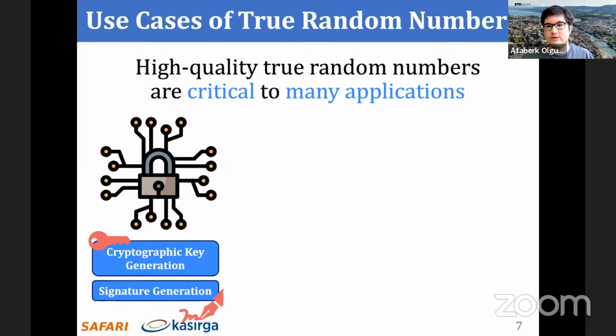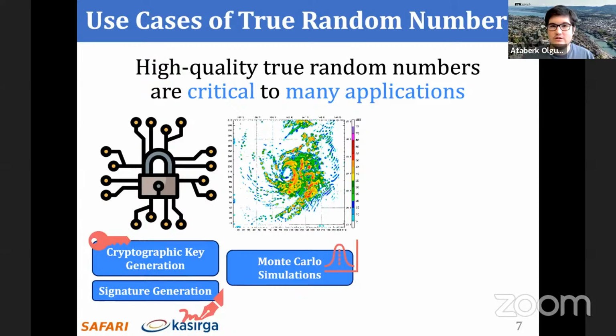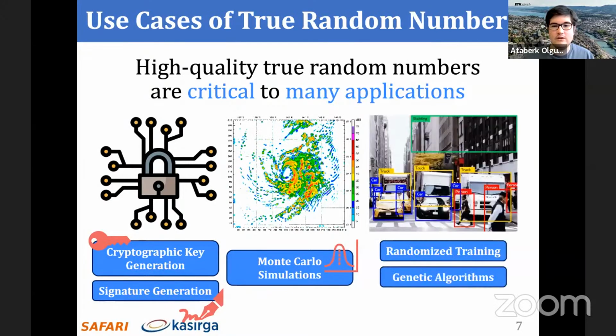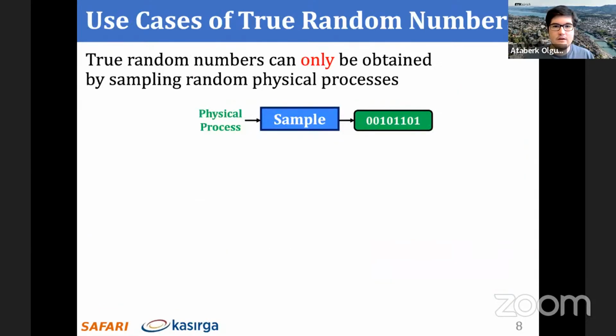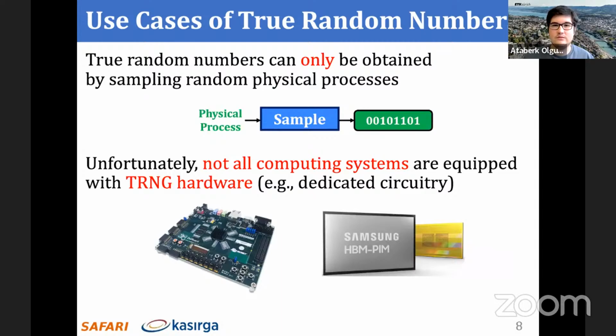They're used in cryptography to generate cryptographic keys and signatures, in scientific simulations to provide Monte Carlo methods with numbers that well fit a desired distribution, and in machine learning to perform randomized training on neural networks and in genetic algorithms. True random numbers can only be obtained by sampling random physical processes, and unfortunately, not all computing systems are equipped with dedicated TRNG hardware, such as low-power embedded systems and commercial processing-in-memory systems.